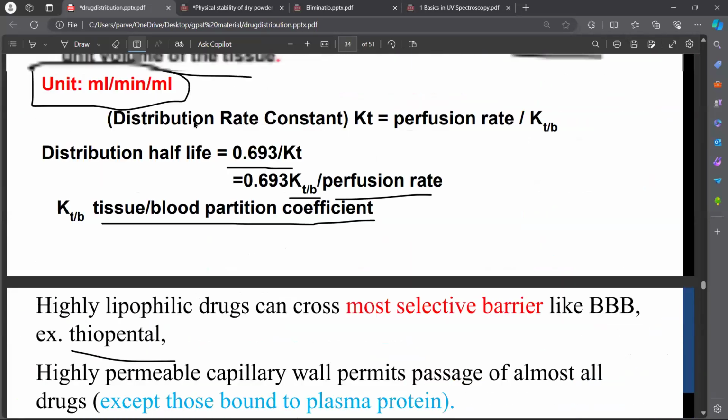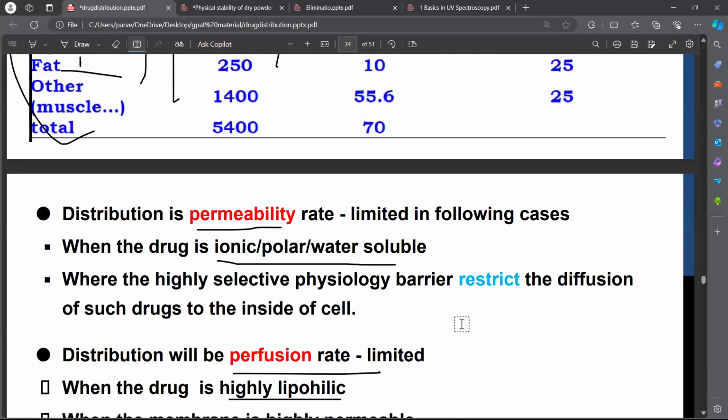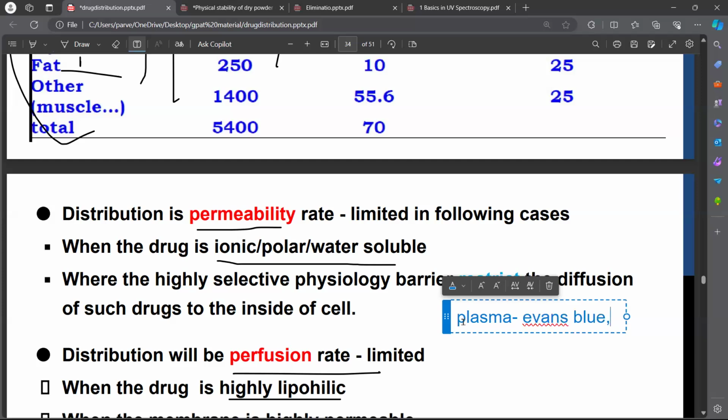So, one minute, guys. For the plasma compartment, which marker is used? Come on, guys, answer this question. Which marker is used for the plasma compartment? Evans blue. And there are other markers also: Evans blue, albumin, and indocyanine green.